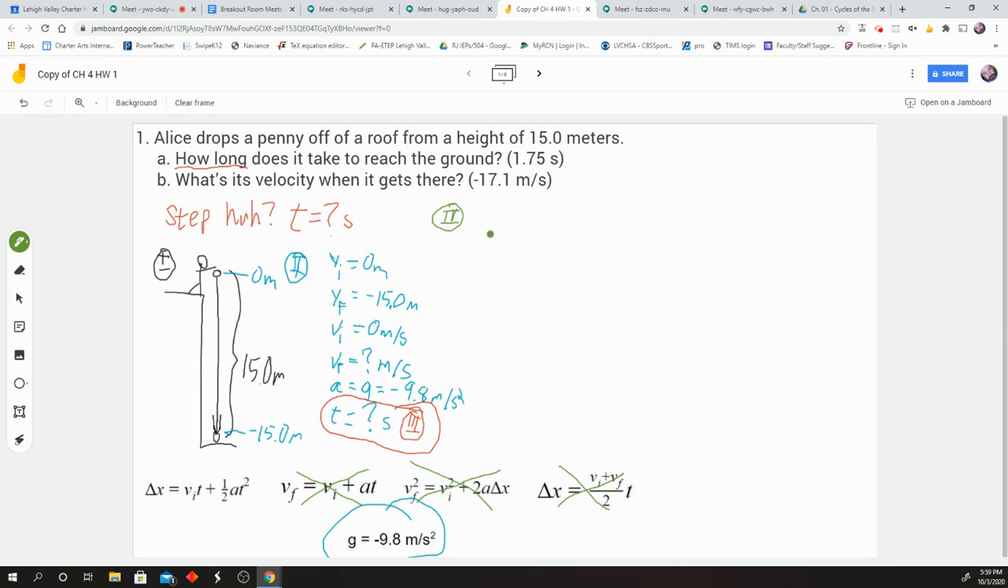And the first one, the way it's written on the page, is in terms of x's, but I know this is an up and down kind of problem, so I'm just going to switch everything to y's. So what that means is delta y is equal to v initial t plus 1/2 a t squared.